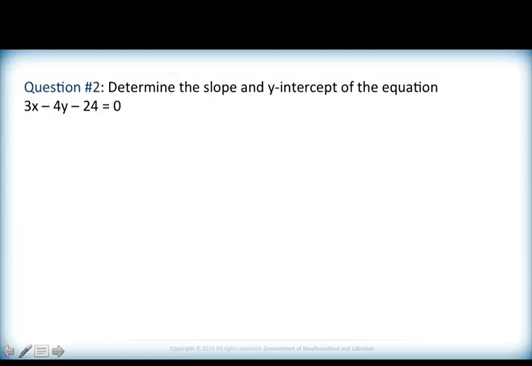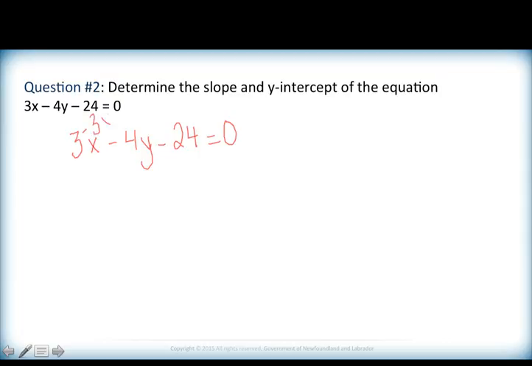Question 2. Determine the slope and the y-intercept of the equation 3x subtract 4y subtract 24 equals 0. So this question is basically asking us to go in the opposite direction compared to the first question. You need to put this now into y-intercept form or slope-intercept form. So we're going to work the other way. We're going to move everything to the right-hand side besides your y. So we're actually going to start off with moving our x.